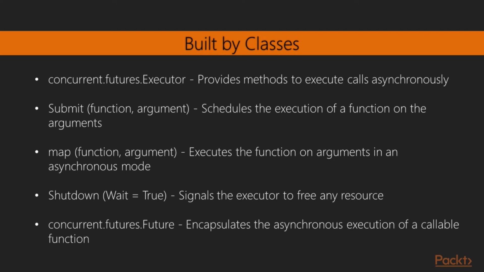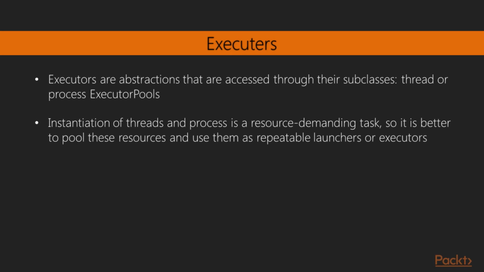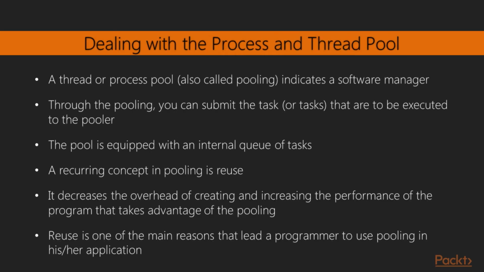Future objects are instantiated by submitting tasks, functions with optional parameters, to executors. Executors are abstractions that are accessed through their subclasses, thread or process executor pools. In fact, instantiation of threads and processes is a resource-demanding task, so it's better to pool these resources and use them as repeatable launchers or executors, hence the executors concept, for parallel or concurrent tasks. Let's look at how to deal with the process and thread pool.